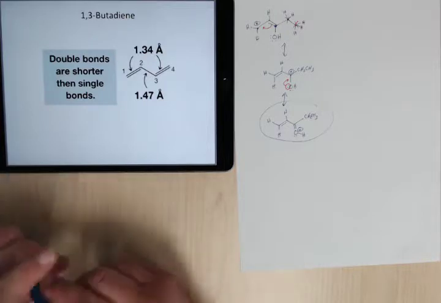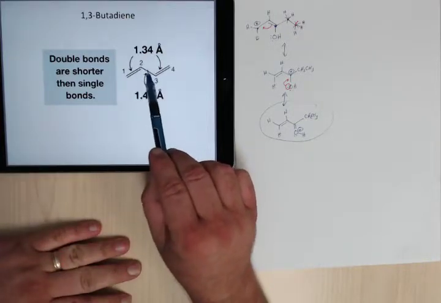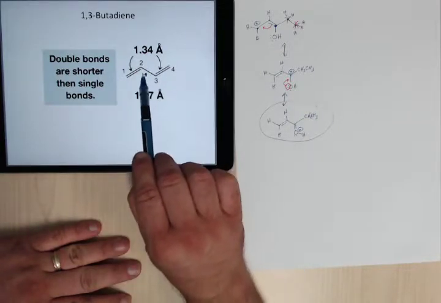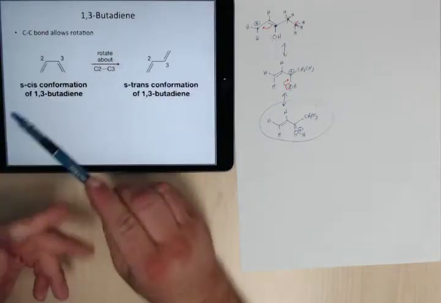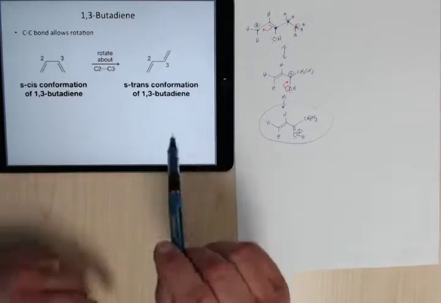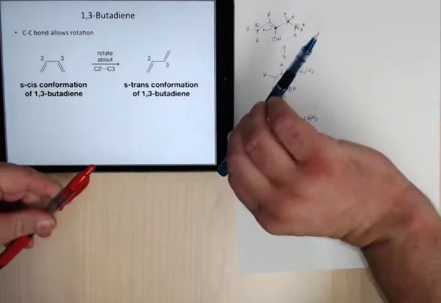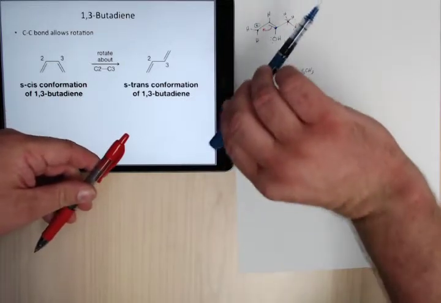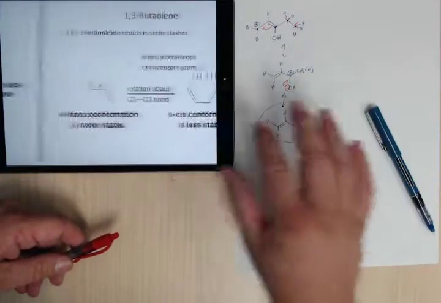Okay, so these will appear shorter. They're also single bonds, so you can get rotation around them. And so you can have 2 forms. You can have the s-cis conformation, and you can have the s-trans conformation. The double bonds pointing like this, or the double bonds pointing like this. This is the cis because they're both pointed in the same direction. Trans because they're pointed the opposite way. Okay, you can get rotation.